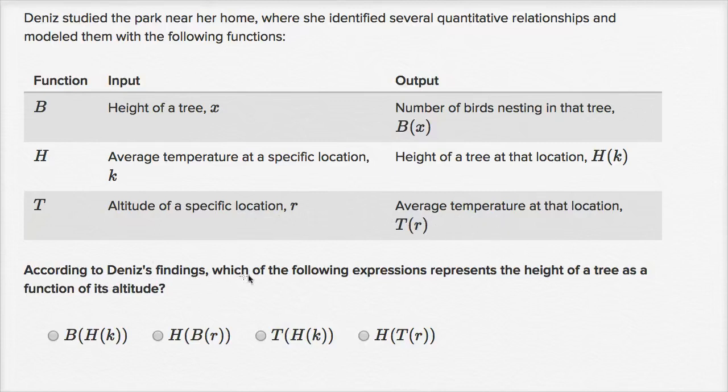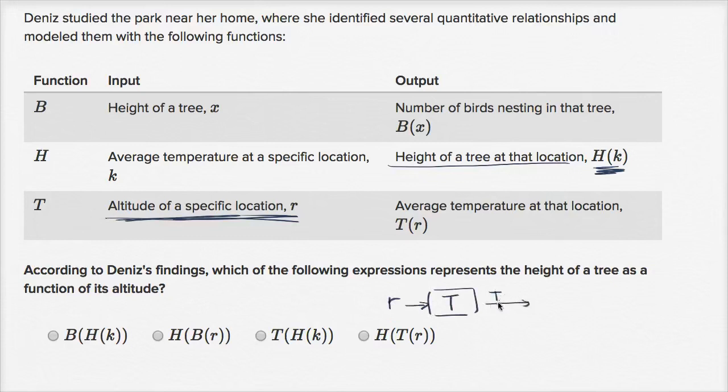According to Denise's findings, which of the following expressions represents the height of a tree as a function of its altitude? So we want to output the height of a tree, and we want to input the altitude of a specific location. So let's think about it. If we take our altitude at a specific location, r, and we input it into the function T, out of that we're going to get T of r, which would represent average temperature at that location.